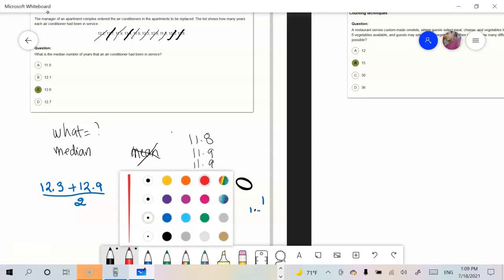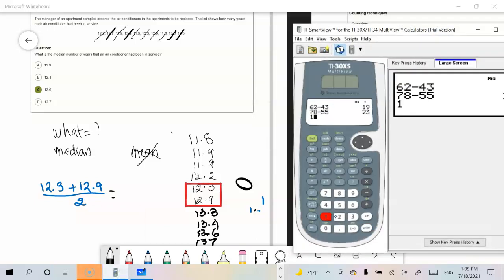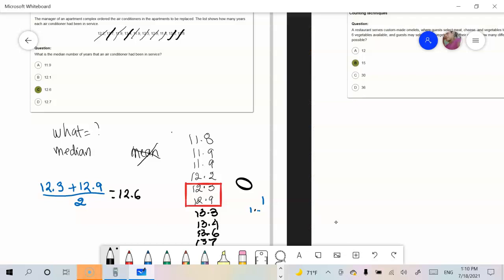So when you divide those two numbers, the result is, let's do it here. We have 12.3 plus 12.9. Okay, we add them together. That's 25.2. So we divide that by 2, and it gives us 12.6. Okay, 12.6. So my median is option C.